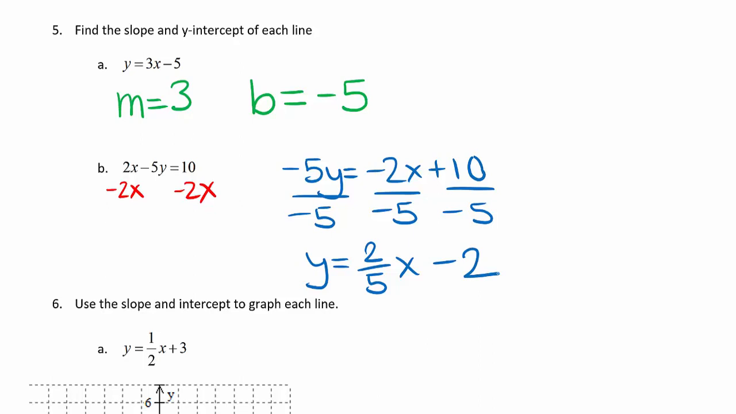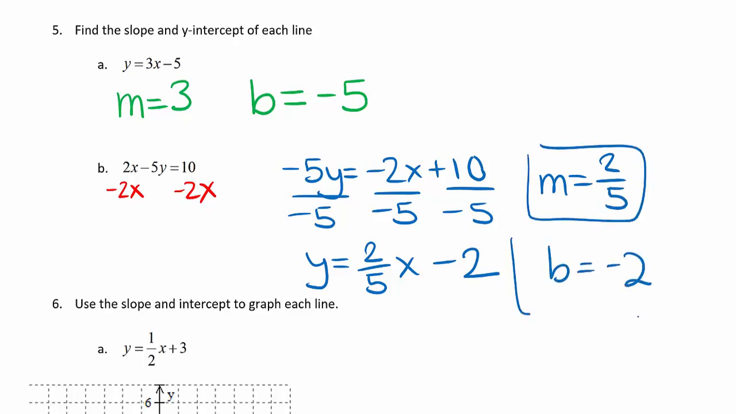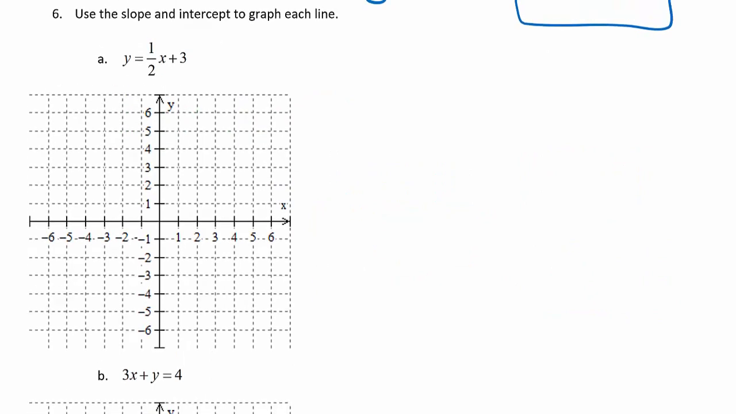I have this equation now in slope-intercept form, and so I know that my slope is 2/5 and my y-intercept is the constant -2. We can actually use the slope and the y-intercept to help us graph lines, and in many cases this is going to be a lot faster than making a table of values.